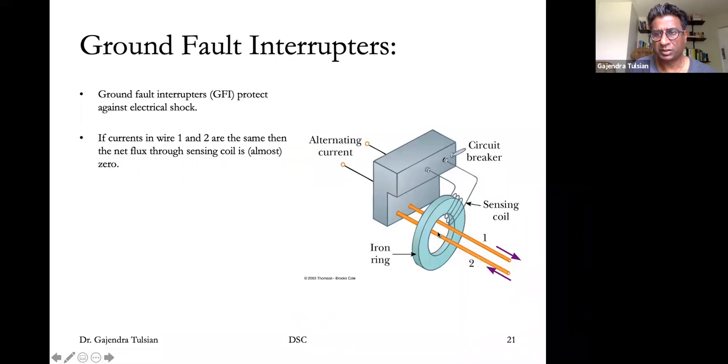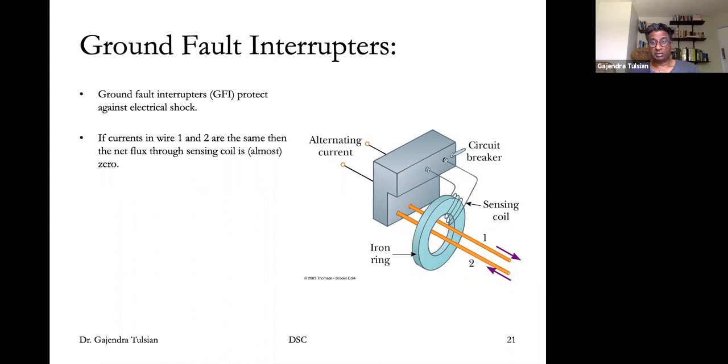If this is an AC current, when the current switches, this wire will produce a magnetic field like that, and when the current is like that, this wire will produce a magnetic field like this. Anyway, whether it's an AC or DC current, and in your homes you have AC current, the net flux through this loop is 0.